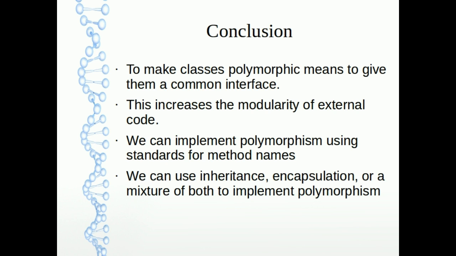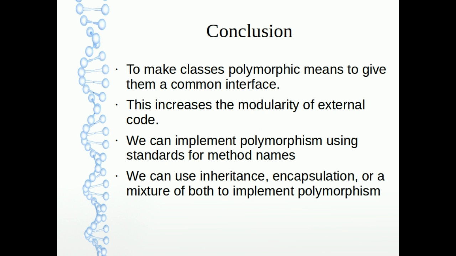In conclusion, we have learned that to make classes polymorphic means to give them a common interface. This increases the modularity of external code. Modularity is a term in computer science to describe something which is easy to use in a wide variety of circumstances and has been deliberately designed to be so. In our example, when we implemented polymorphism on our circle and square classes, we made the code for our main statement easier and simpler than it was when we tried to solve the problem without polymorphism.